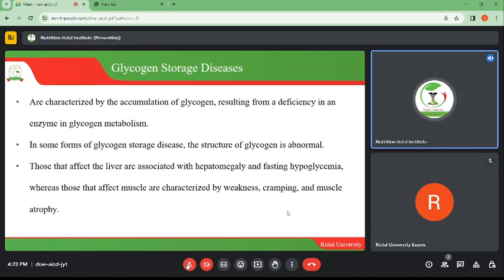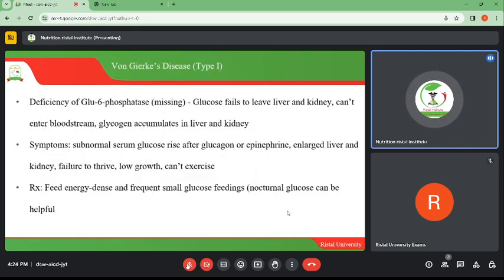Those that affect the liver are associated with hepatomegaly, a condition where your liver is swollen, and with fasting hypoglycemia, where you're fasting and your body is hypoglycemic. Whereas those that affect the muscles are characterized by weakness, cramping, and muscle atrophy. So this is basically it, and as we go through the diseases, we'll be able to discuss hepatomegaly, fasting hypoglycemia, and how you can get into nutritional management of them.